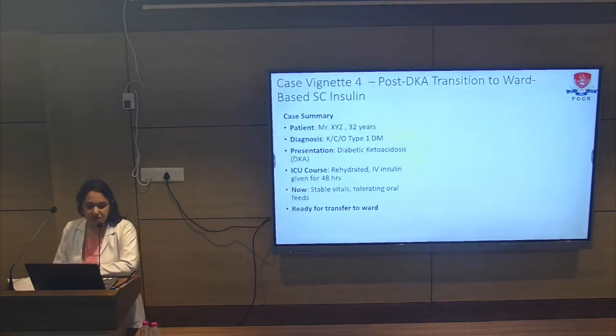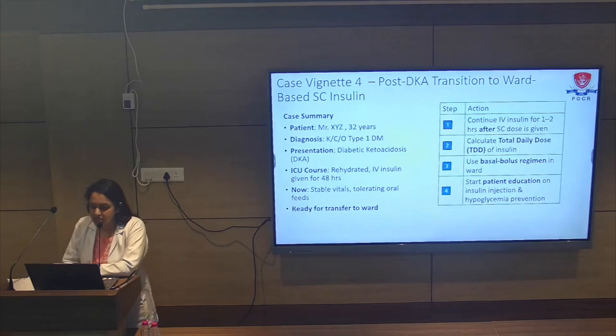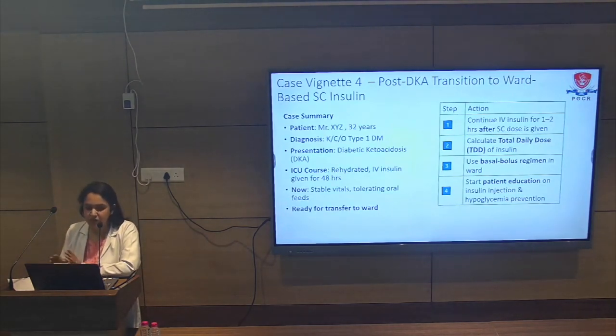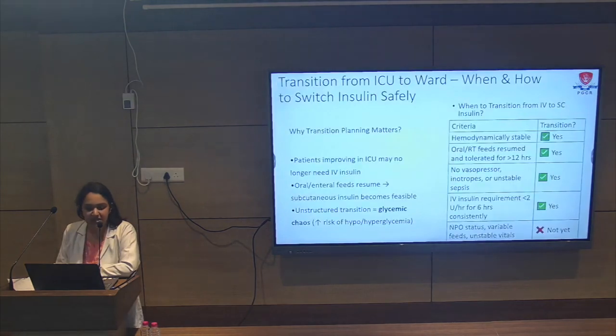The next case is of a 32-year-old male, known case of type 1 diabetes, presented in diabetic ketoacidosis. In ICU, the patient has been rehydrated and given IV insulin for 48 hours. Now the patient is vitally stable and tolerating oral feeds and ready to transfer to the ward. In this patient, we continue IV insulin for 1 to 2 hours after the subcutaneous dose is given. We always overlap the IV and subcutaneous insulin to avoid rebound ketosis. And we calculate the total daily dose of insulin and then shift the patient to a basal bolus regimen in the ward.